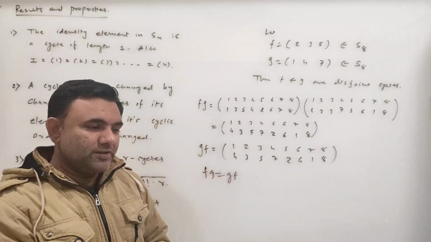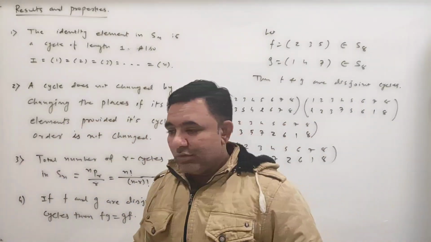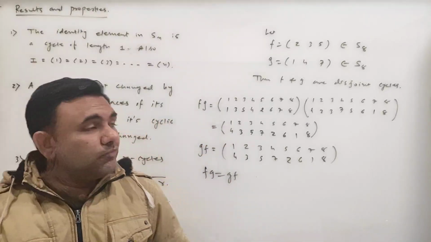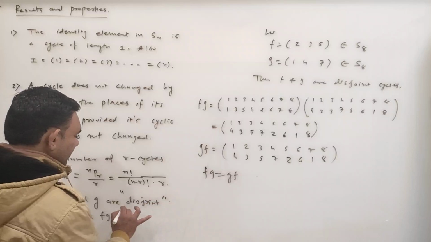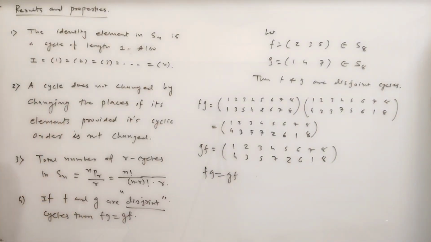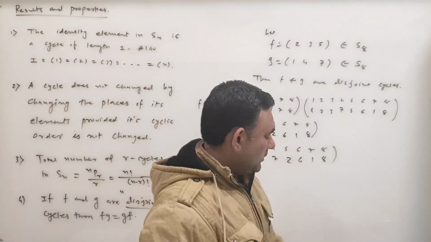If you take any two permutations, then they will not commute. If you take any two cycles, then you can't say that they commute. But if you have two cycles and they are disjoint, this word is very important, disjoint. F and G are disjoint cycles, then you have the guarantee that they commute. Okay.